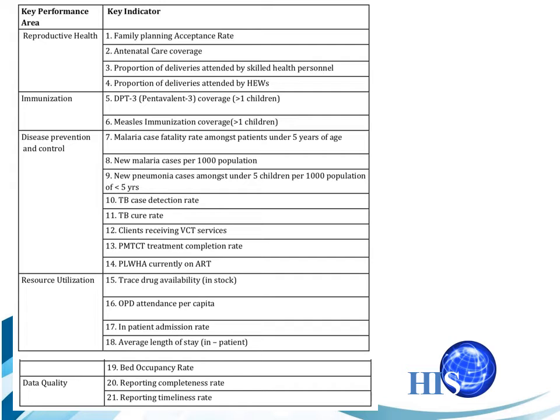So basically, I'm just going to teach you how to interpret this table. You have your key performance area here, which was mentioned earlier. You have 1, 2, 3, 4, 5, and then you have your indicators over here. Meaning, how are you going to evaluate the effectiveness or the quality of reproductive health in a certain area? You have to look at these factors. You have to look at family planning. You have to look at antenatal care. You have to look at proportion of deliveries attended by HEWs.